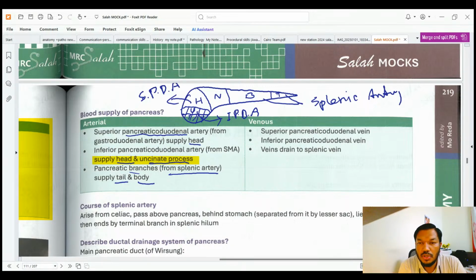Venous drainage: the superior pancreaticoduodenal vein and inferior pancreaticoduodenal vein drain to the splenic vein.